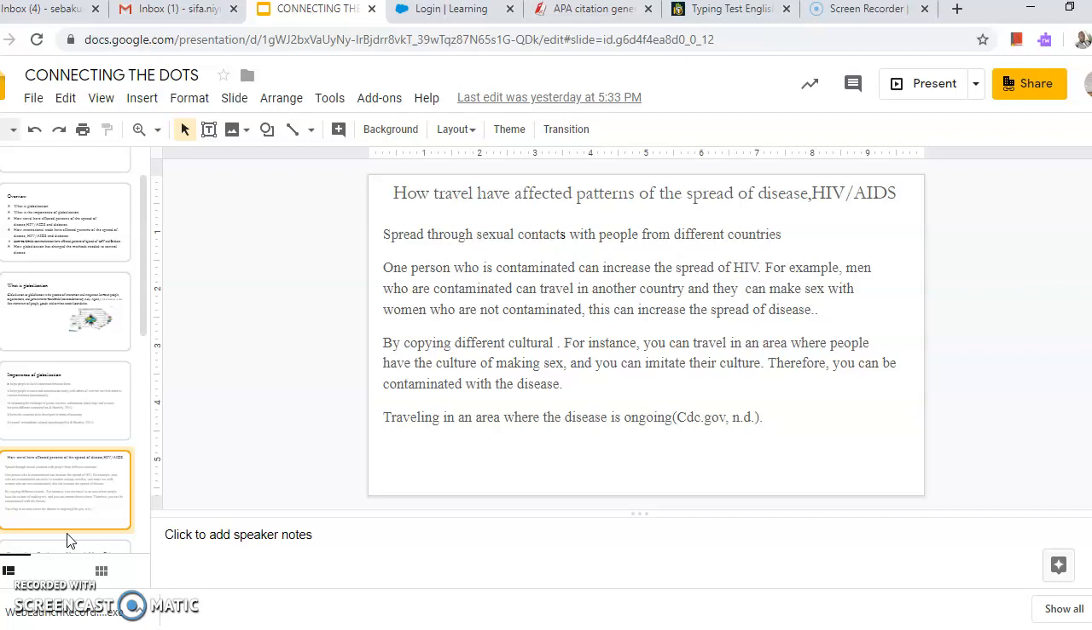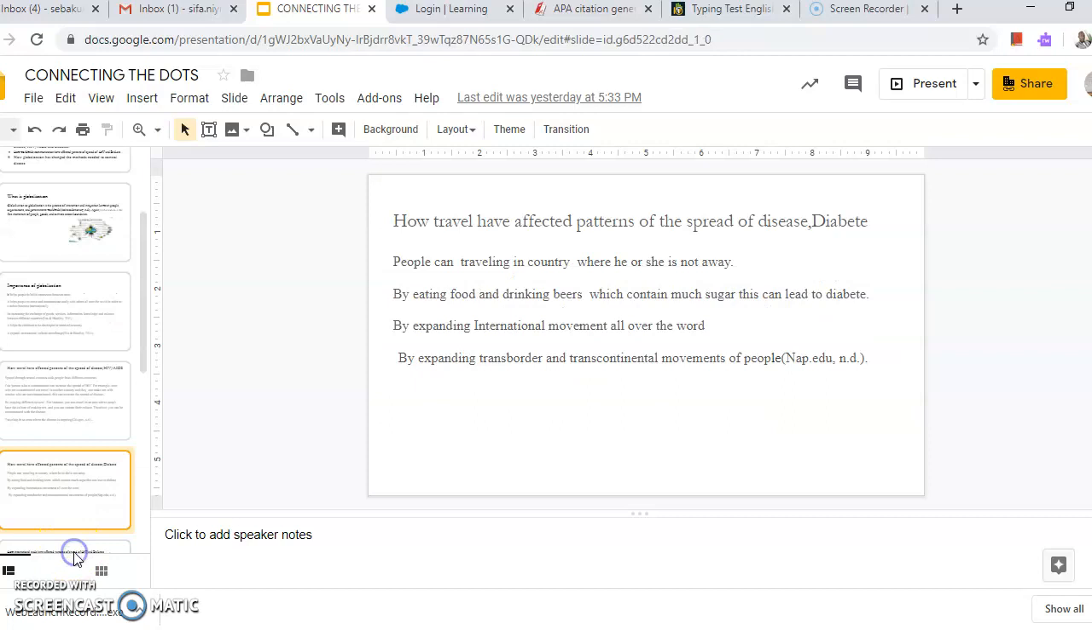By copying different cultures, for example, you can travel to an area where people have a culture of casual sex and you can imitate their behavior. Therefore, you can be contaminated with the disease. Traveling in an area where disease is ongoing.